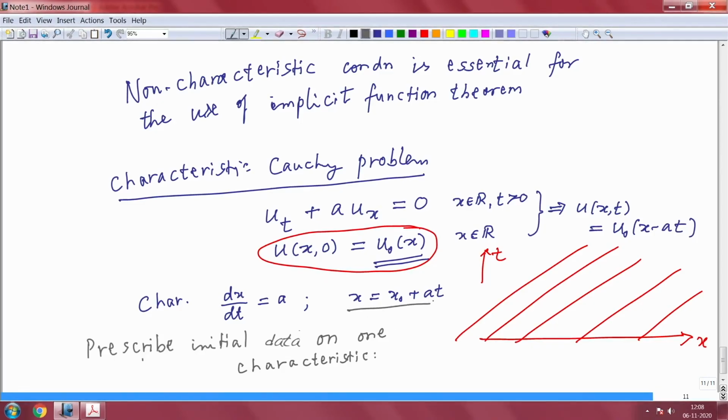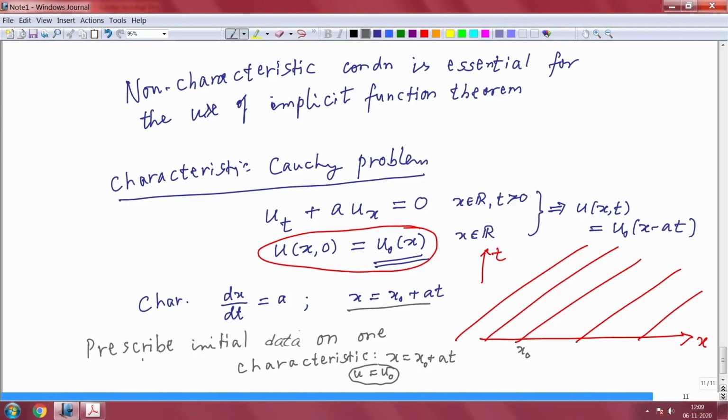Say this one is passing through some x naught here. So, I prescribe the initial condition on this. What happens? u equal to u0. Can u0 be arbitrary? In this case, first of all, the differential equation tells us that u is constant along the characteristics. So, I cannot arbitrarily prescribe u0. u0 has to be a constant along this. Okay, u0 is a constant.